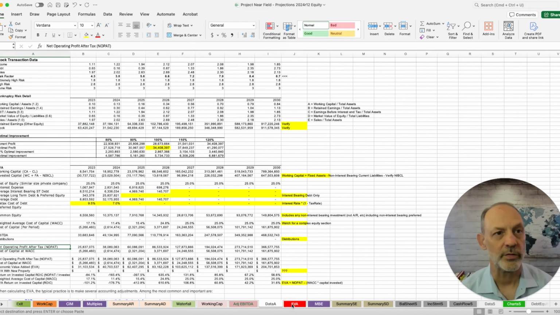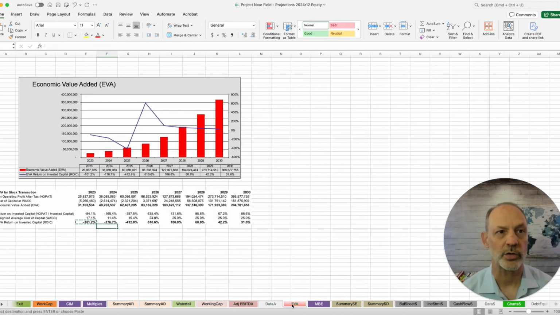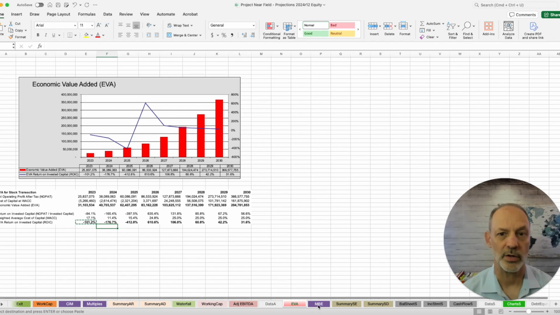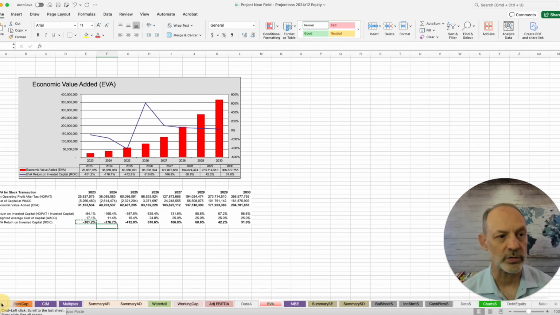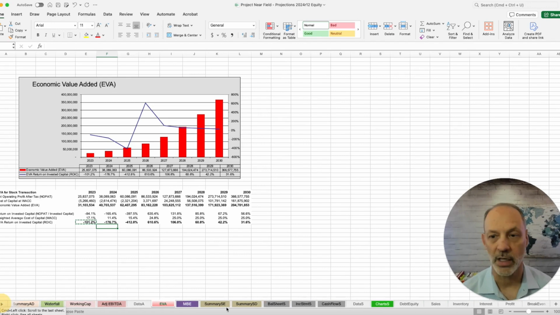This is just a data page that I use for some of the other charts going forward. Economic value added is a way to look at income after taking into account the cost of capital at various stages. I think it's a really powerful analysis. Then I also have summary pages, balance sheet, income statement, and cash flow for a stock transaction. The main one I use is for an asset transaction, and it's not that big a deal to do an analysis comparing a stock versus an asset transaction.